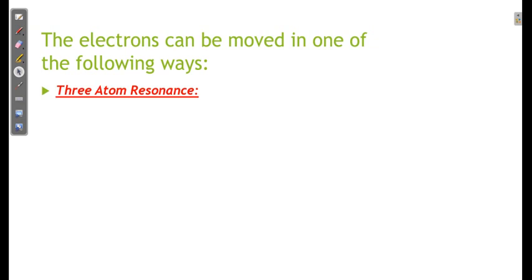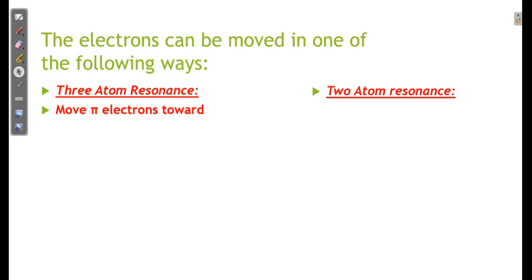There are, according to me, two types of resonance. One is 3-atom resonance and another one is 2-atom resonance. First we see about 3-atom resonance. Let us see, move the pi electron. We have to move a what? Pi electron. देखो ये pi electron मैंने draw कर दिया.